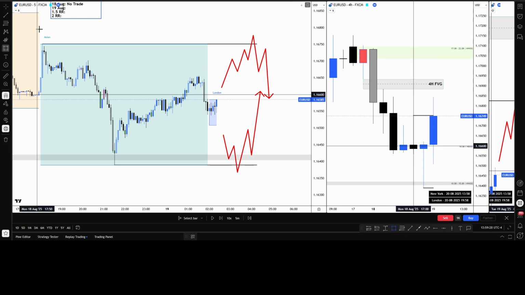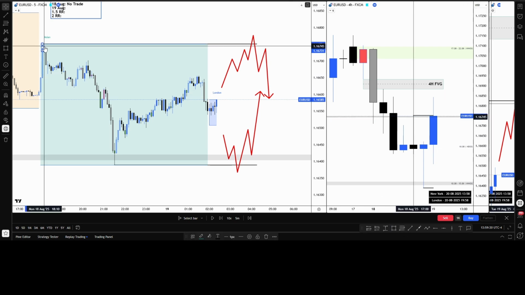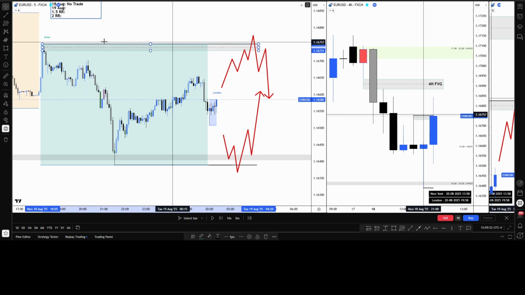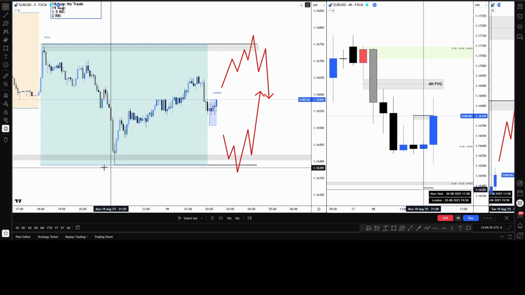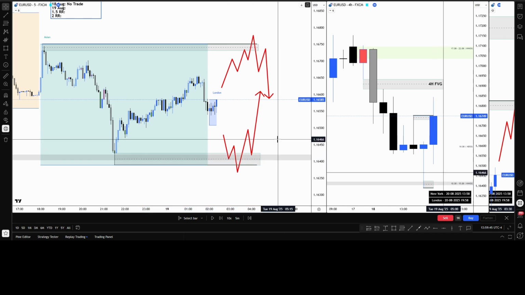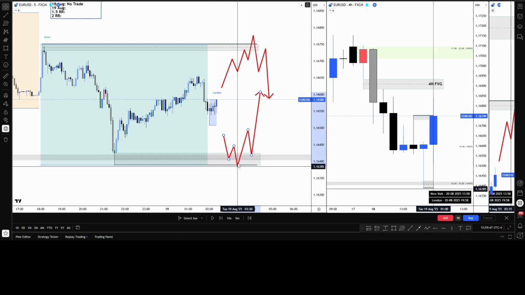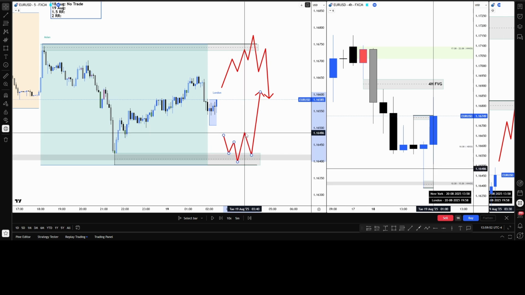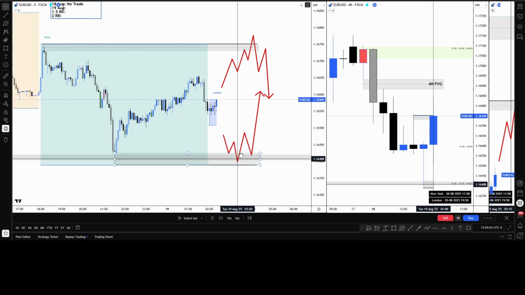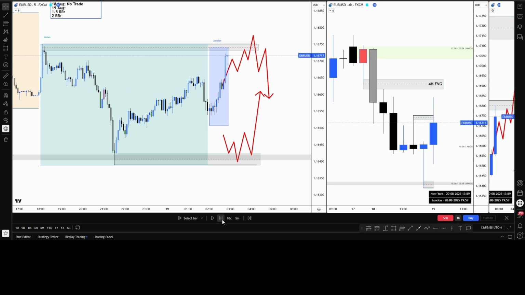Sometimes what you can also look for is if price does just test this area as well. See the wicks of the 5-minute candles at the top of the Asian session, or the wick of the 5-minute candles at the bottom of the Asian session. Even if it just does this, it would still work. Same with the top. In any case, let's move forward and see what price does.